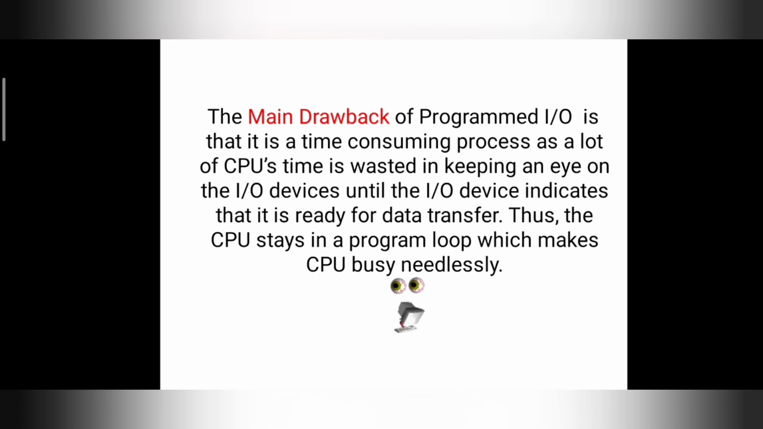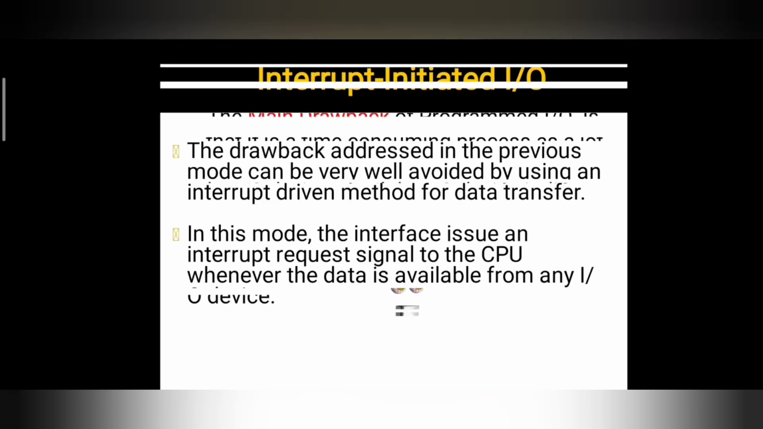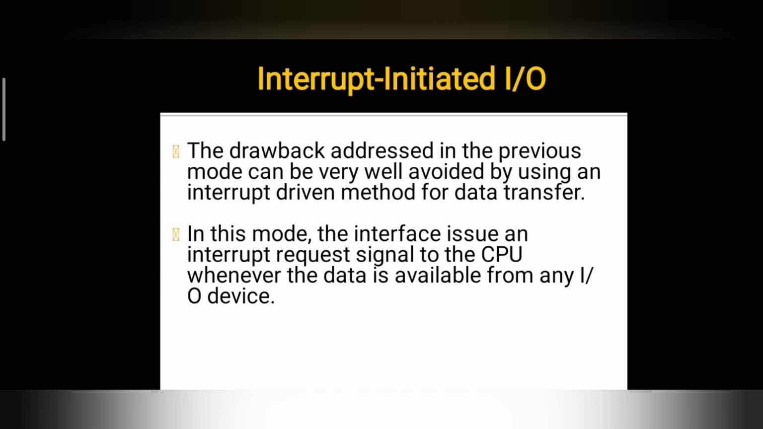So initially I said that your CPU is already executing a program, and the moment it encounters a particular IO instruction, it will start executing that IO instruction. So it has to be in a program loop for a long period of time, which makes the CPU busy needlessly. So definitely this mode is a very time consuming process because it keeps your CPU busy most of the time. So let's switch to the next mode, that is the interrupt initiated mode.